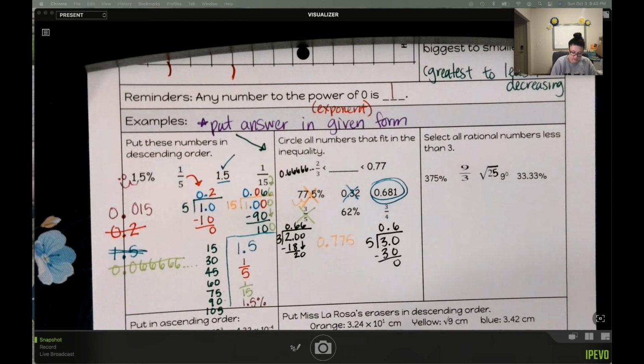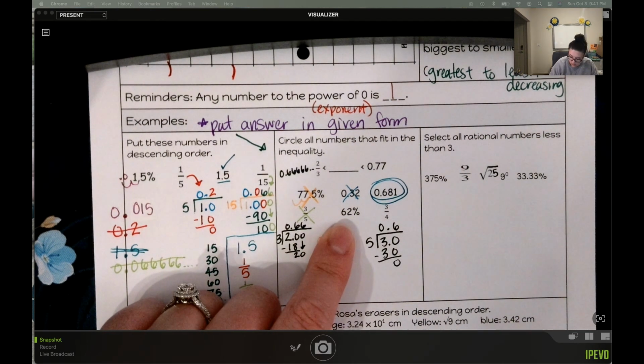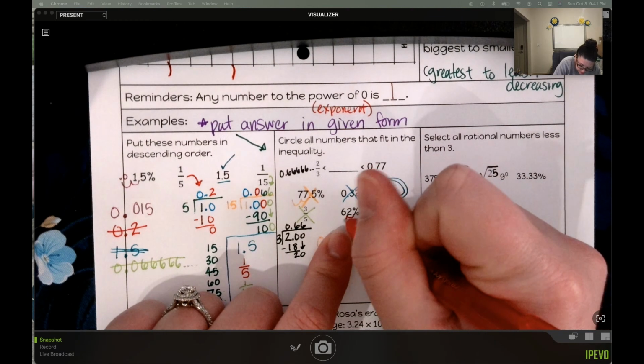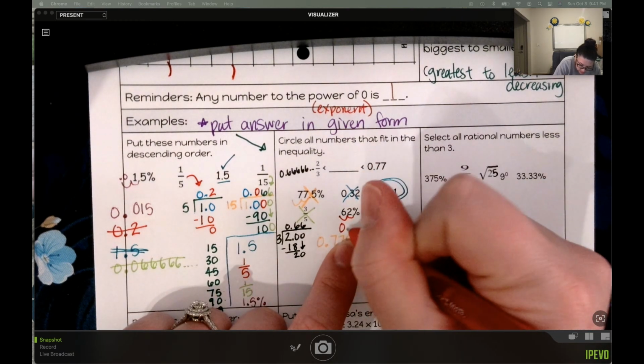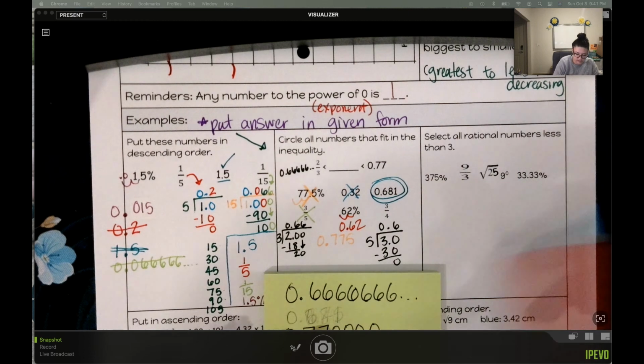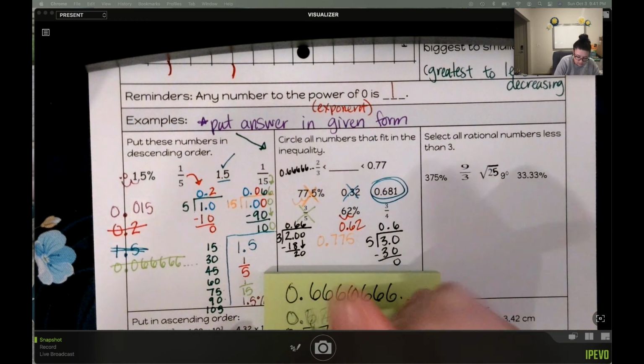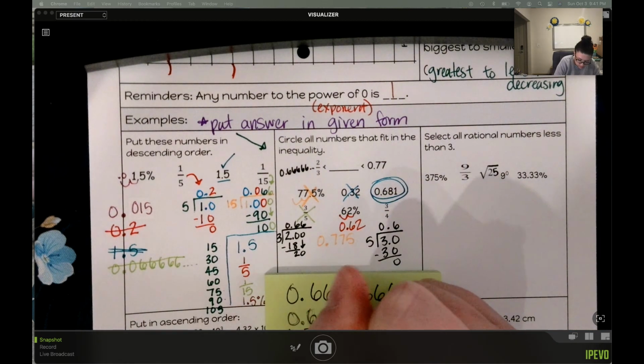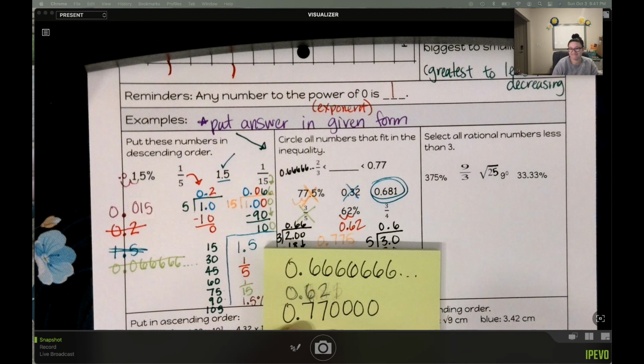62%. How do I turn that into a decimal? I move it to the left, so it's really 0.62. Is 0.62 going to fit in here? No, 0.62 is too small.